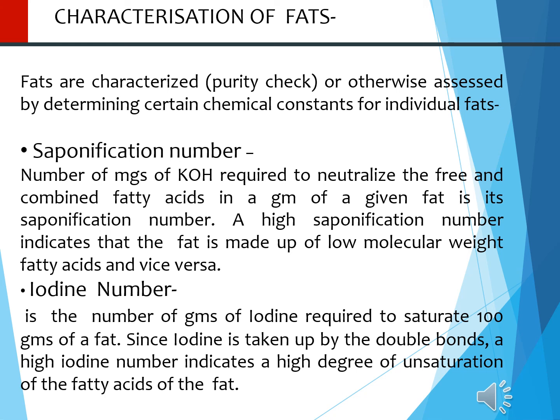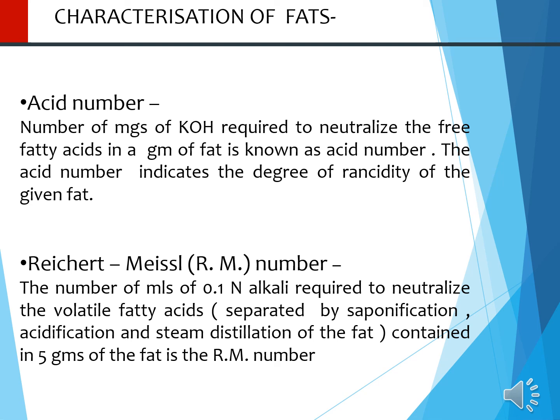Iodine number. It is the number of grams of iodine required to saturate 100 grams of fat. Since iodine is taken up by the double bonds, a high iodine number indicates a high degree of unsaturation of the fatty acids of the fat. Acid number. The number of milligrams of KOH required to neutralize the free fatty acids in a gram of fat is known as acid number. The acid number indicates the degree of rancidity of the given fat.